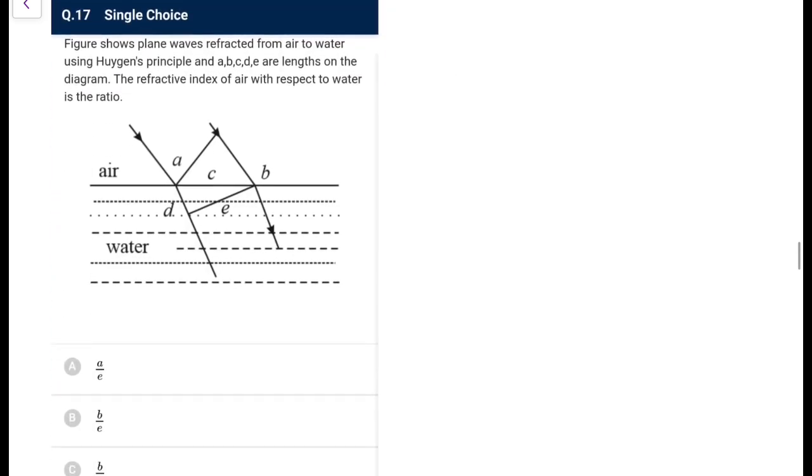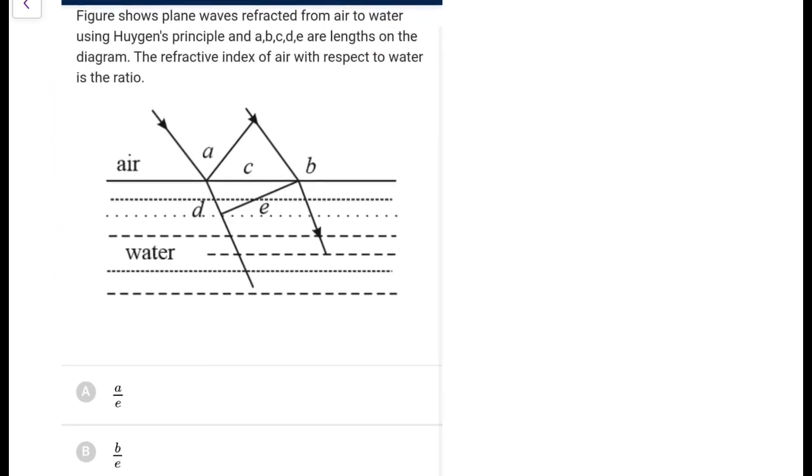Next, the figure shows plane waves refracted from air to water using Huygens principle, and ABCDE are the lengths in the diagram. The refractive index of air with respect to water is? Here this angle was the angle of incidence, so you can make it I by basic geometry, and this would be R. So what we have is n of air into sine of I would be equal to n of water into sine of R. Now do the calculations.